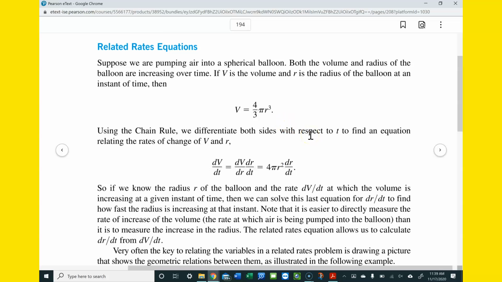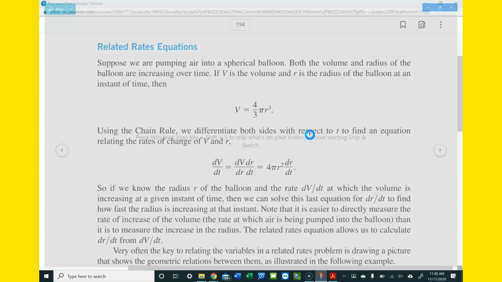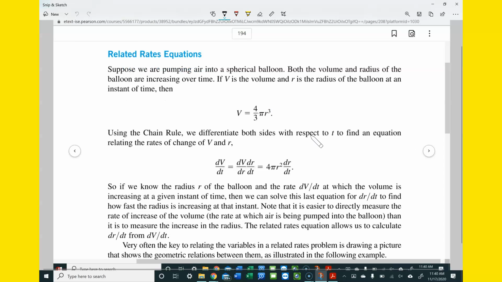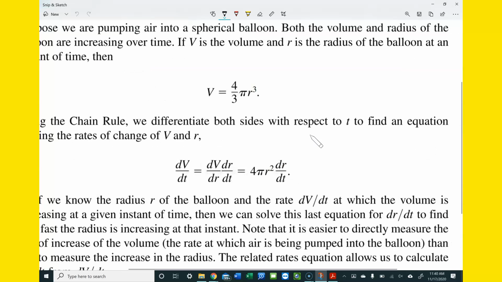If we can relate them with an equation, then we can do derivatives, and that can relate their rates of change to one another as well. So let's take the equation of a sphere, like if you were blowing up a balloon that was modeled by a sphere. The volume of a sphere is 4/3 pi times the radius cubed.